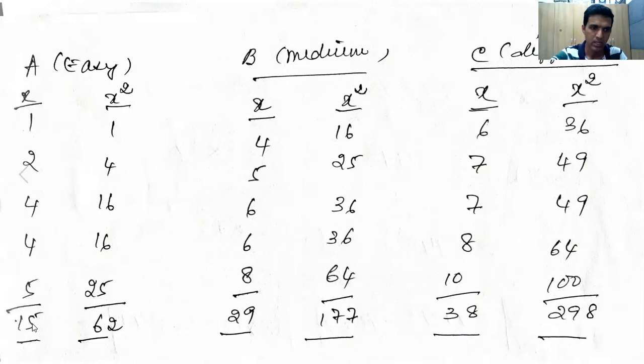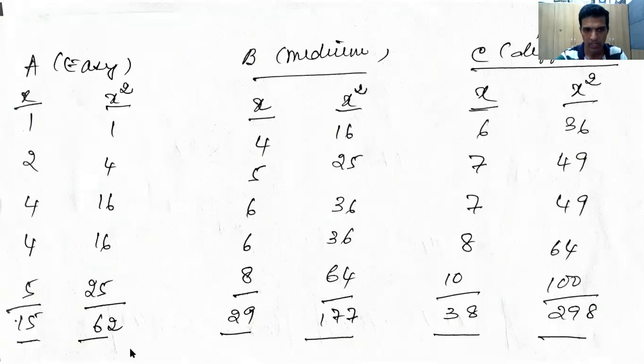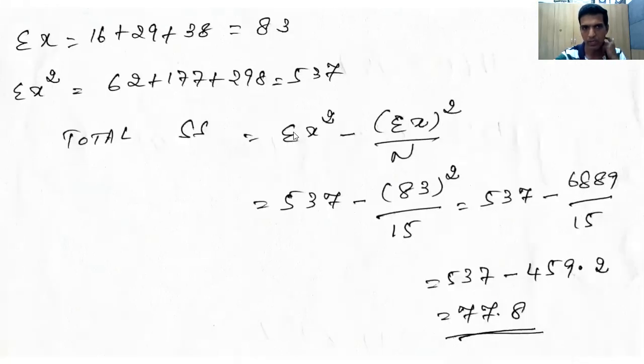Then you total it. There is a slight mistake here. This is not 15. This is supposed to be 16. If you can see, 2, 3, 7, 11, 5. So this is supposed to be 16. I made a mistake here. This is 16. This is of course 62, 29, 177, 38, and 298. So sigma x is 16 plus 29 plus 38. That is 83. So what you are counting is this value, that is 16, 29, and 38. And sigma x square is 62, 177, 298. That's what you are counting here. 62, 177, 298. So that is 537.